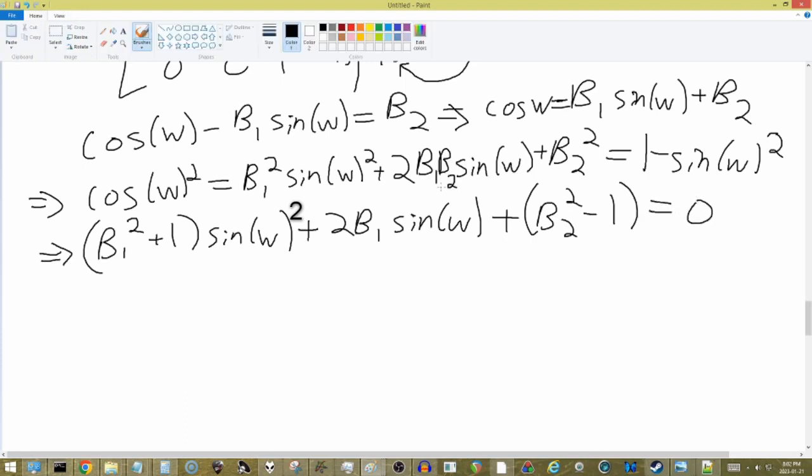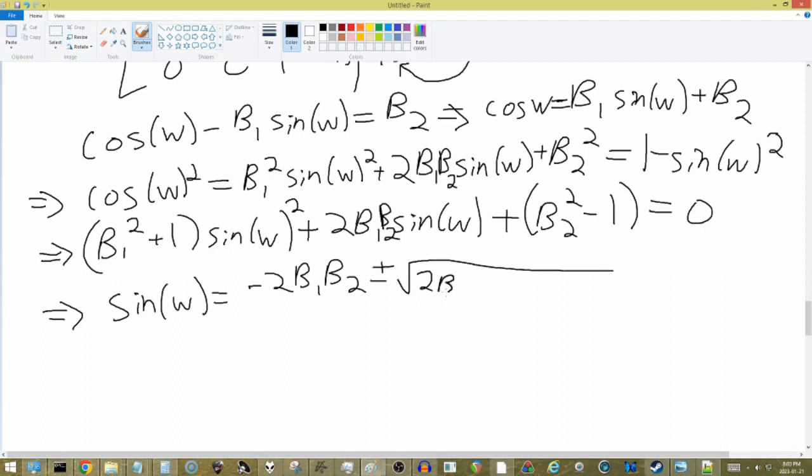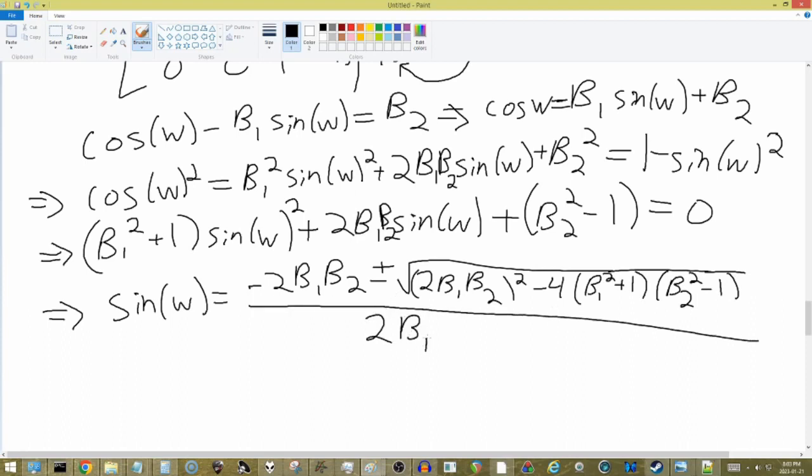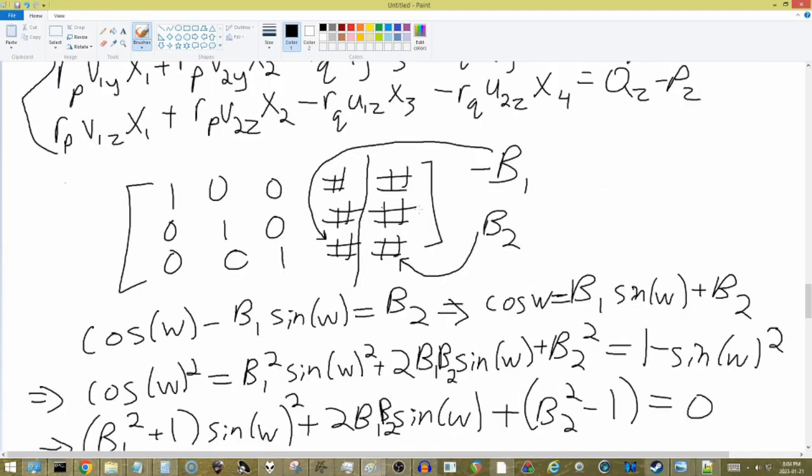I forgot, just got to do a quick fix there. I forgot to write in the b2 when I was squaring the equation. So then 2b1 b2. So now we solve that. That implies sine w equals negative 2b1 b2 plus or minus square root of (2b1 b2) squared minus 4 (b1 squared plus 1)(b2 squared minus 1), all over 2 (b1 squared plus 1). These b values were given because they came from the Gaussian elimination.